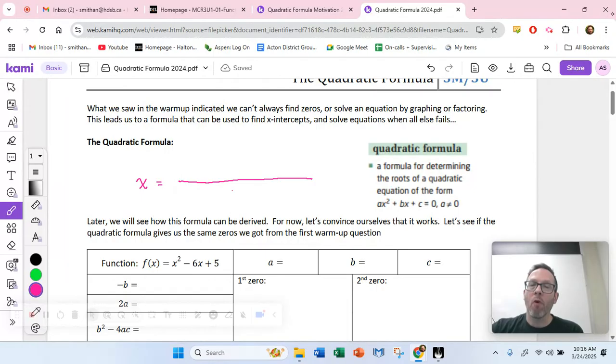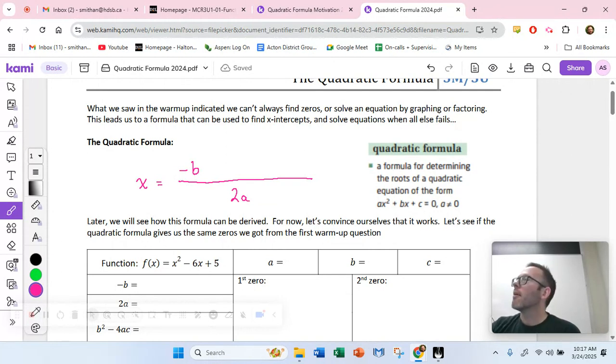On the bottom of this formula, you're dividing by 2 times whatever the a value is. That's the nice part. On the top of this formula, you take the negative of b. Did I give you guys this? You guys have this, right? Okay, so we're following along.